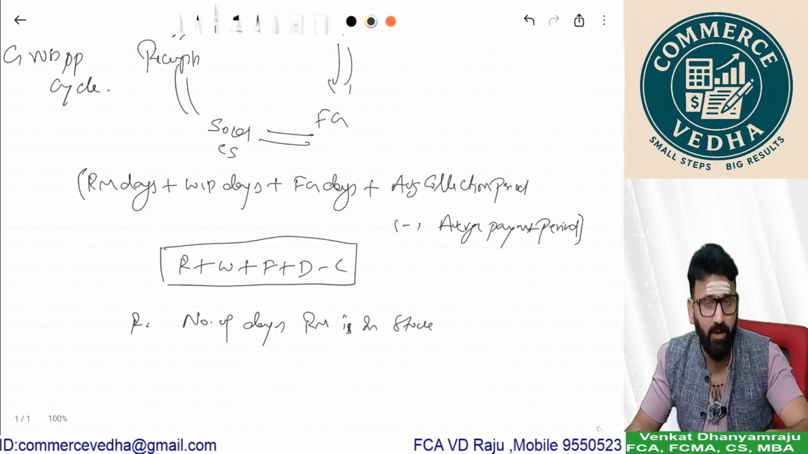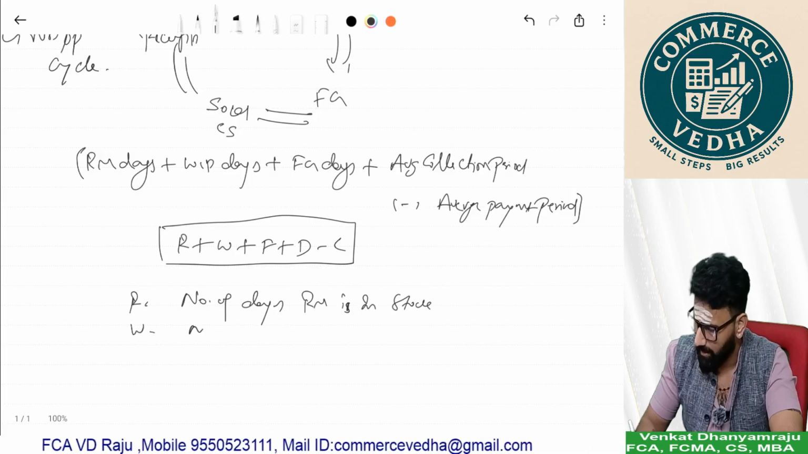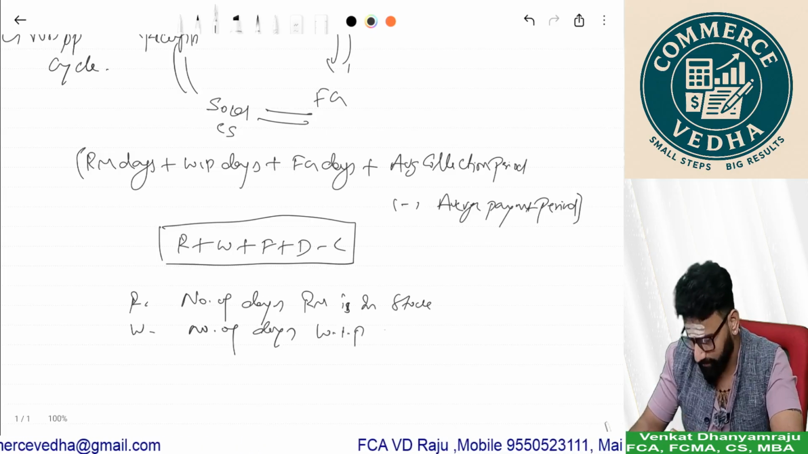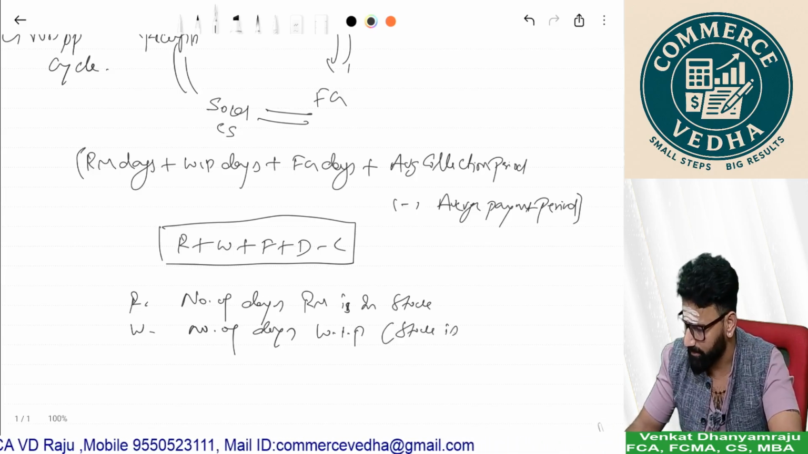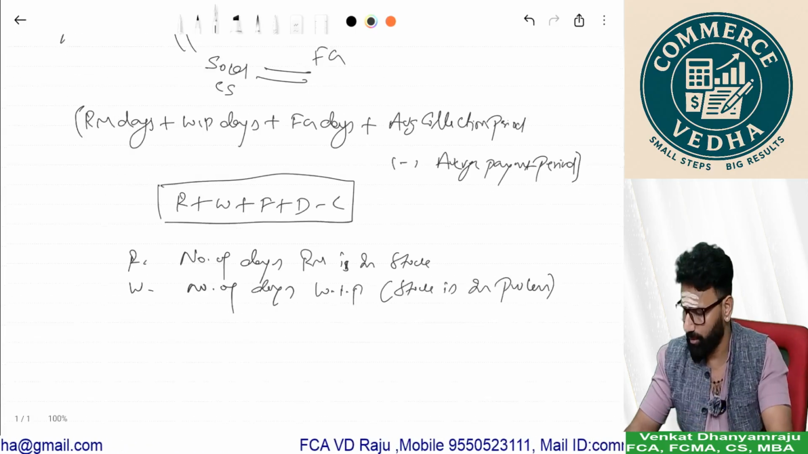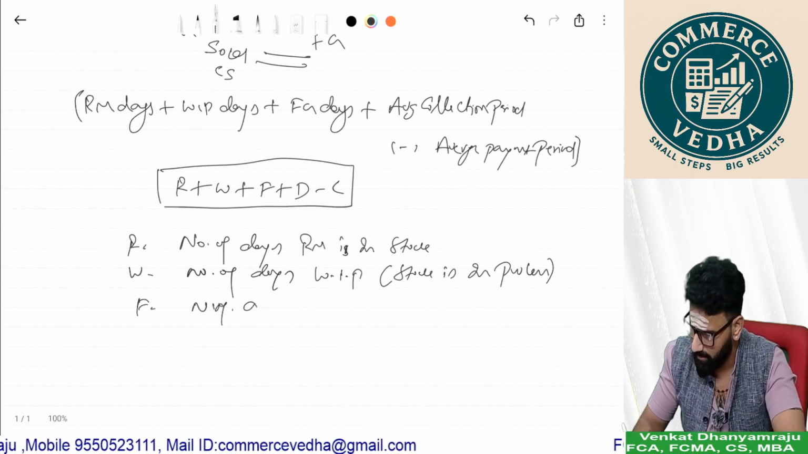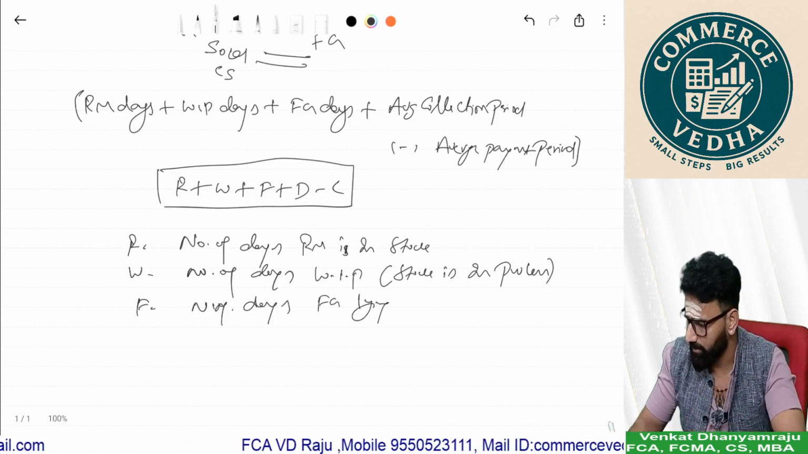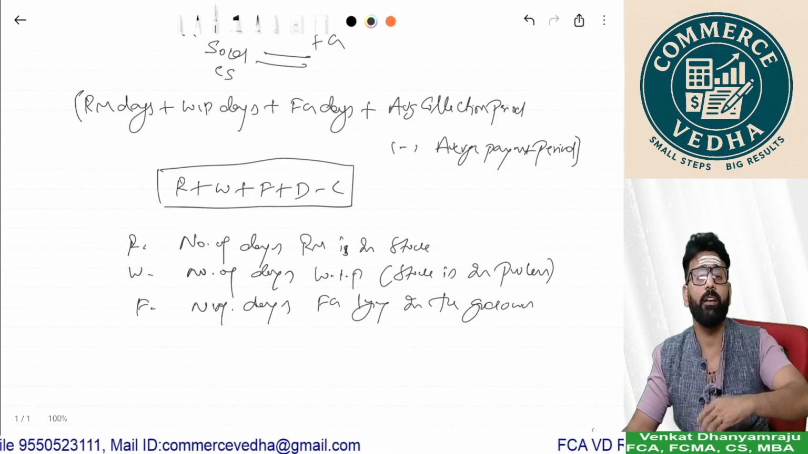How many days your raw material is in stock, that much money is blocked for that number of days. Similarly, W is the number of days work in progress, like the number of days stock is in process before it is converted to a finished good. And then F represents the number of days finished goods lie in the godown before they are converted to sale.